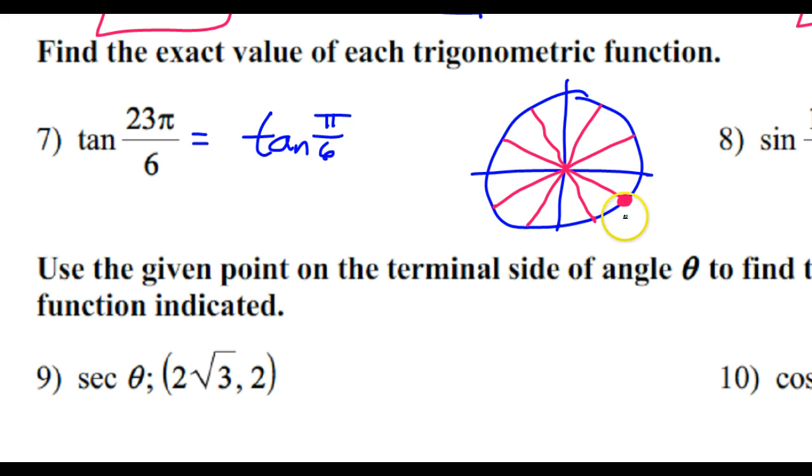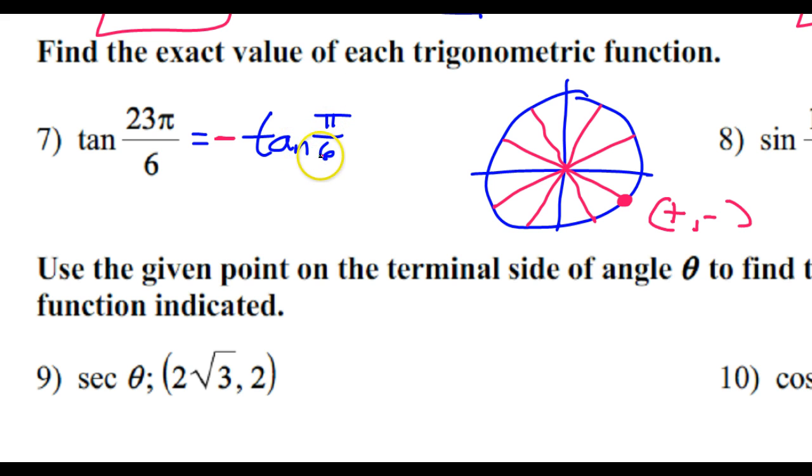So the only question is, is tangent positive or negative in this quadrant? Well, in this quadrant, cosine is positive, that's the x value, and sine is negative, because that's the y value. A negative divided by a positive, right? Tangent is sine over cosine. A negative divided by a positive is a negative. All right, so tangent is definitely negative in this quadrant, so we need to put a negative sign on this.